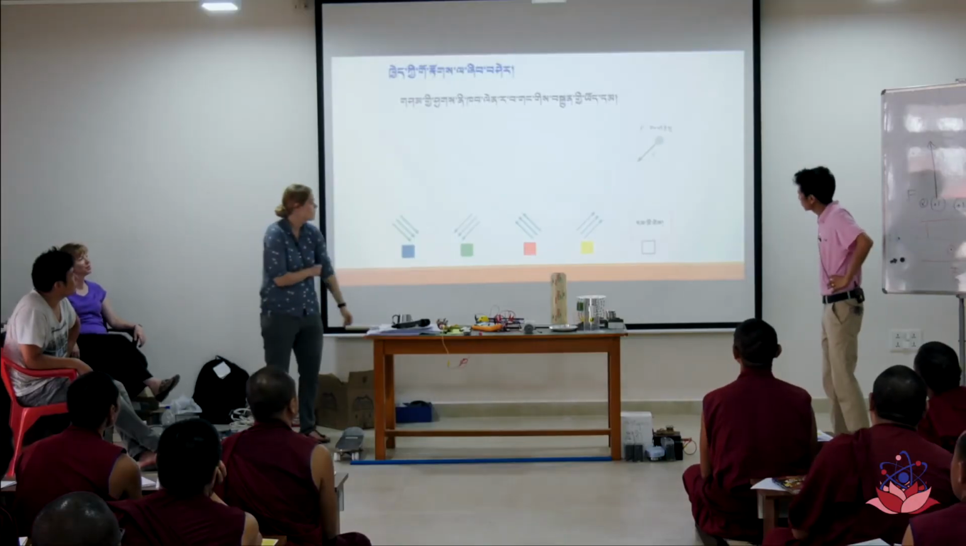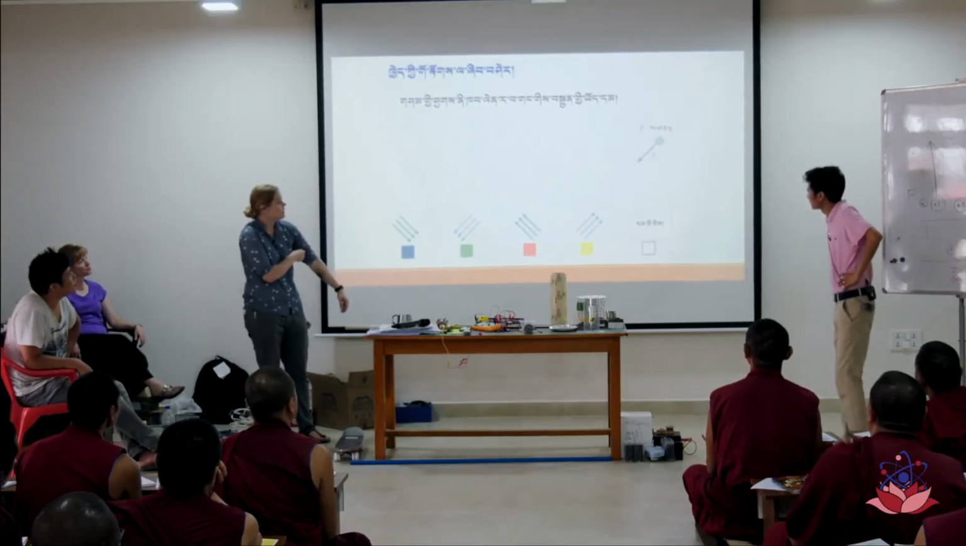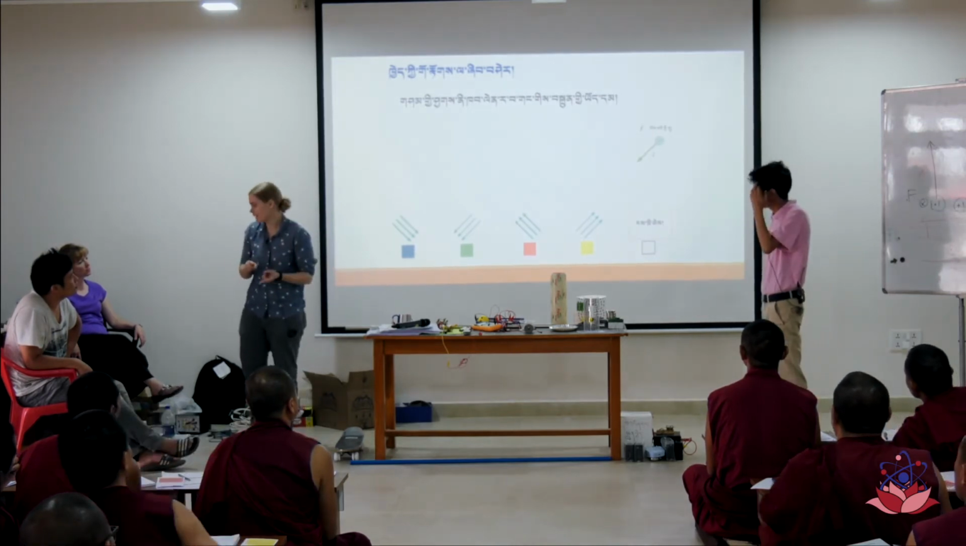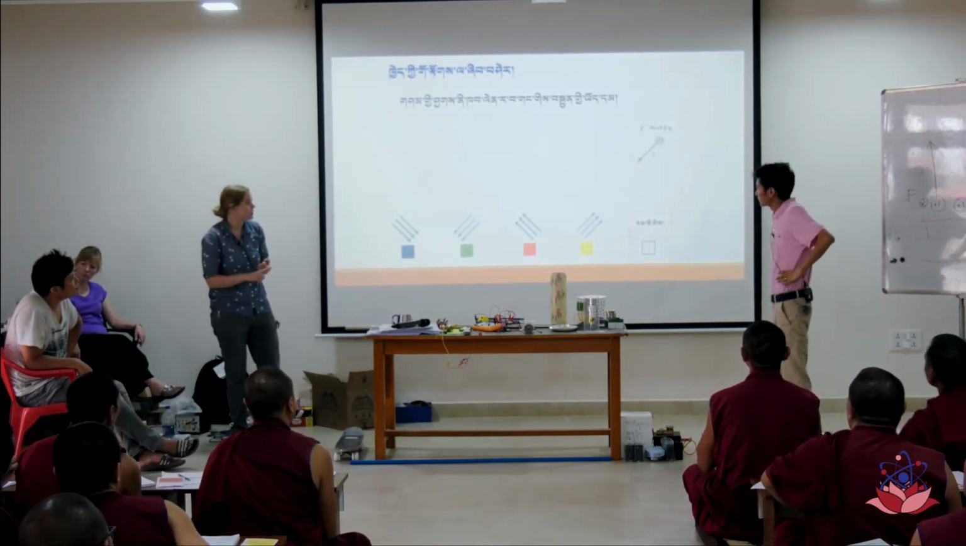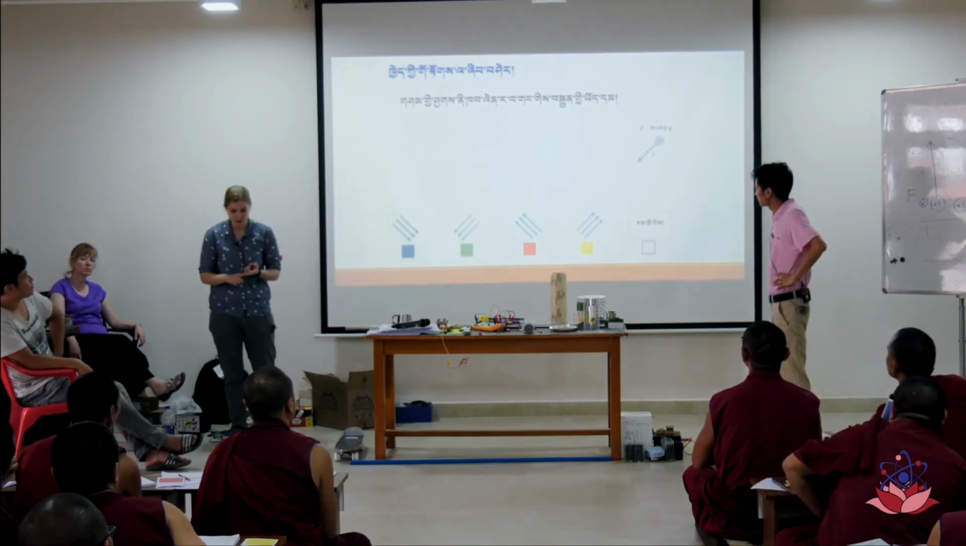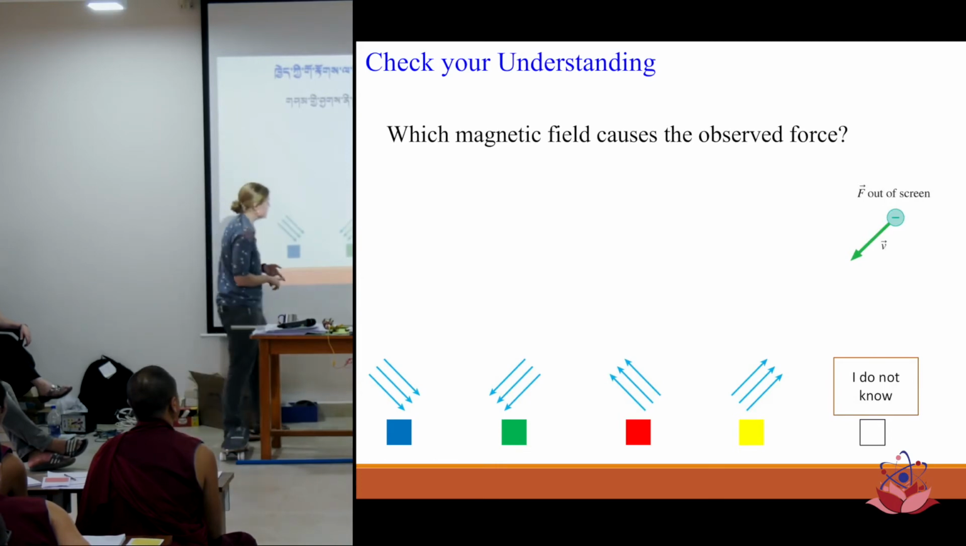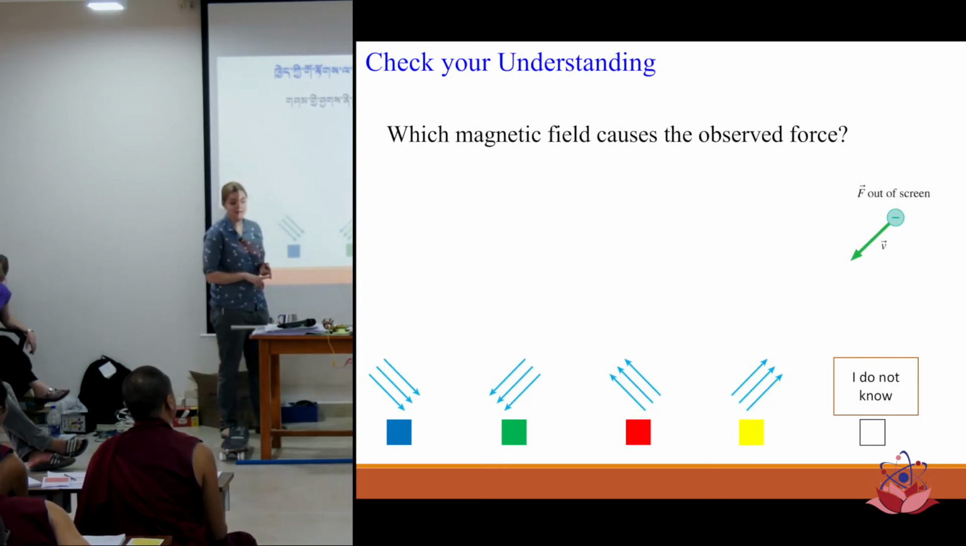So now we know the direction of the particle's movement. We know it's an electron, and we know that the resulting force points out of the screen. So what we want to know is, based on this, which direction does the magnetic field point?